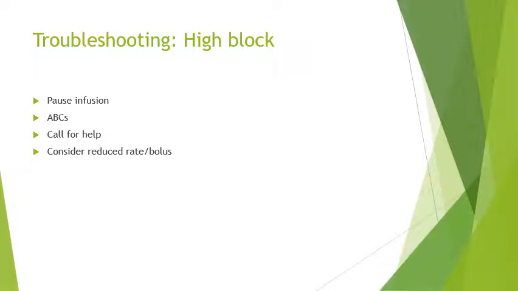The most extreme manifestation of a high block is a total spinal, which usually occurs if an intrathecal catheter goes unrecognized and a large epidural bolus of local anesthetic is given into the CSF. This causes rapid onset respiratory paralysis, progressing to coma and convulsions. Such patients are likely to require emergency intubation and vasopressor support, so call for senior help immediately.